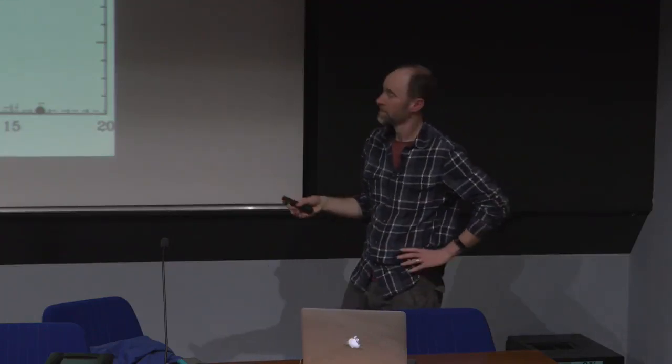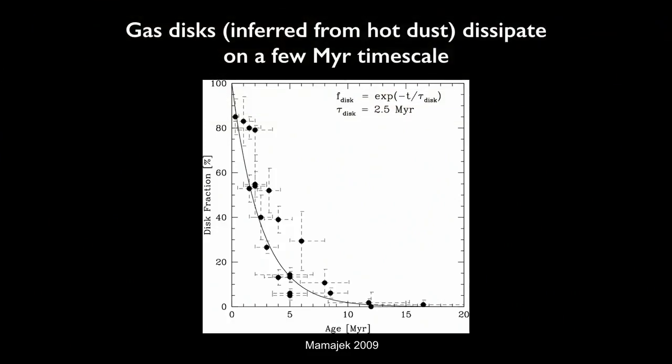Another thing that we know that's super important is how fast disks go away. Disks don't last hundreds of millions of years. The gas is gone, we think, within 5-10 million years. And how do we know that? We infer that indirectly, from the presence of hot dust. What this plot shows is, for each of these points, a young cluster of stars. On the y-axis is the fraction of stars in that cluster that have disks. In very young clusters, all the stars have disks. Once you look at 10 million-year-old clusters, almost none of them do. So the time scale for the disks to go away is something like a few million years.